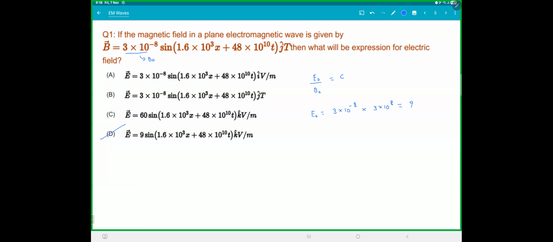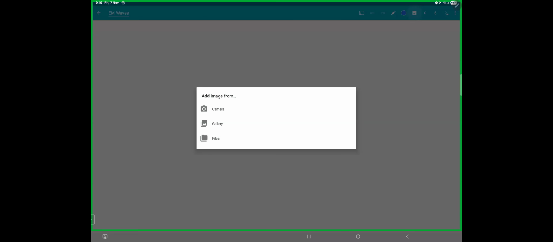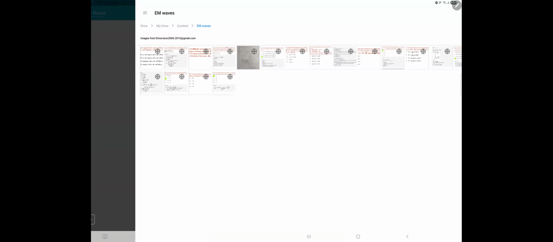Clear with this? And you can also see K cross J is minus I cap. So this is kx plus omega t. The equation is matching, so that is the actual equation.